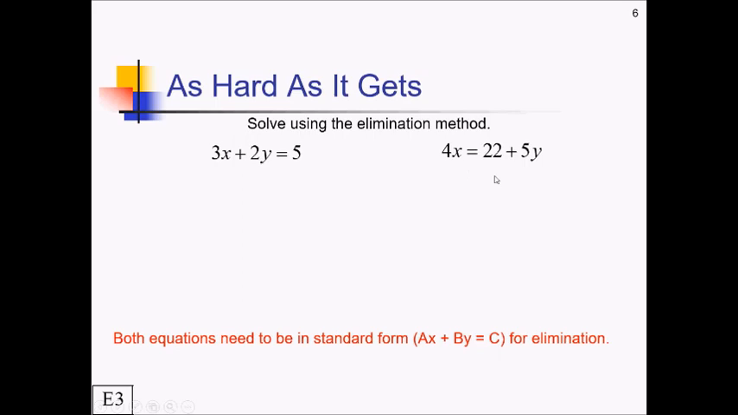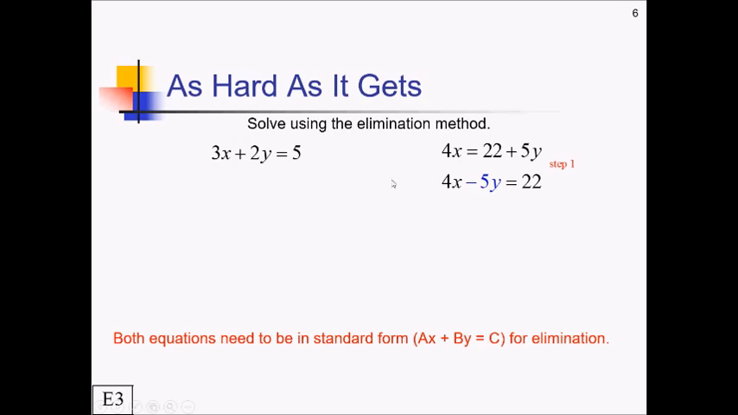We can do that quickly by just subtracting 5y from both sides. So 4x minus 5y equals 22. And let's move on to the next hurdle for this problem. And that is, if you add these equations together, even in this format, first off, nothing's going to cancel, but we're used to that by now.